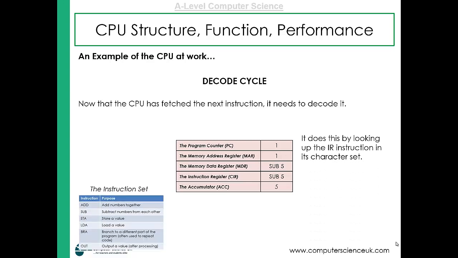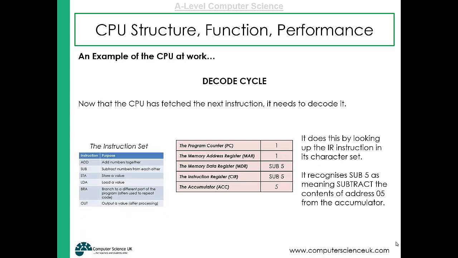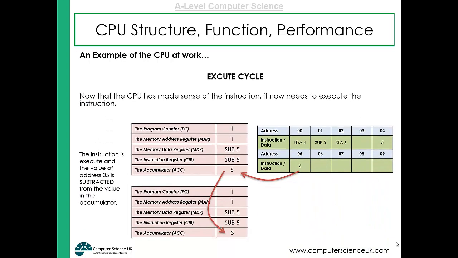Now, it is decoded. The control unit works out what SUB 5 means. It recognizes that SUB 5 means subtract the contents of address 5 from the accumulator. Not subtract the number 5, but subtract the contents of address 5 from the accumulator. So it's now decoded that instruction. It's ready to execute it. So what the CPU will do is it will indeed subtract the contents of address 5, which if you look in the RAM, in address 5, you've got the value 2. So 2 is subtracted from the 5 that's in the accumulator to leave the value 3. And that's the second fetch, decode, execute cycle complete.